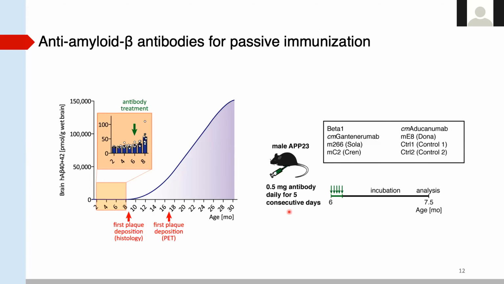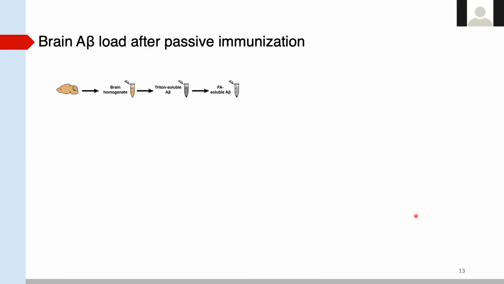We inoculated APP23 mice at the age of 6 months on 5 consecutive days with an antibody in the box up here. Then we waited 1.5 months, until the age of 7.5 months, before analyzing these animals. The first thing we wanted to examine was the brain A-beta load after immunization. For this, we homogenized the brains of the treated animals and used a two-step extraction method: first with Triton and then with formic acid.